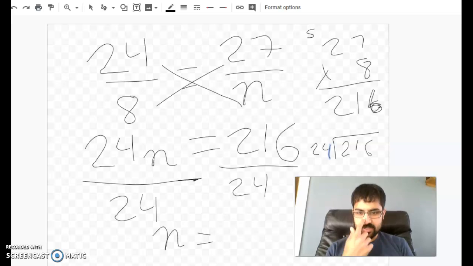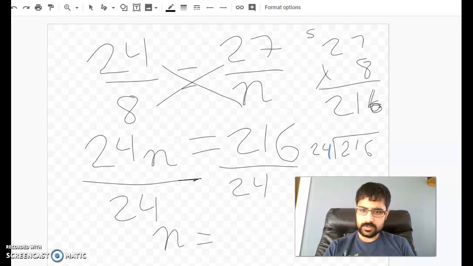Well, I may have to use a little bit of skip counting to get this right. So 24 times 4, I know is 96, times 5 is 120, 144, 168, 168 plus 24, 192, and then 192 plus 24 gives me 216. Oh, wow, it goes in exactly 9 times. That's crazy. So n equals 9.